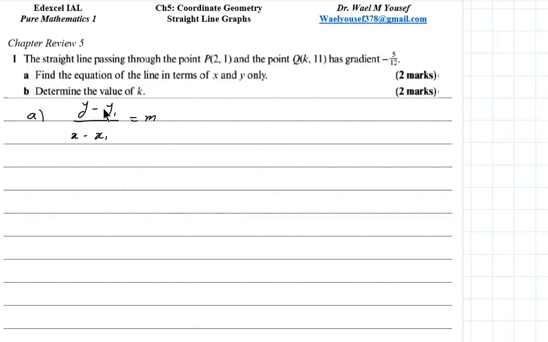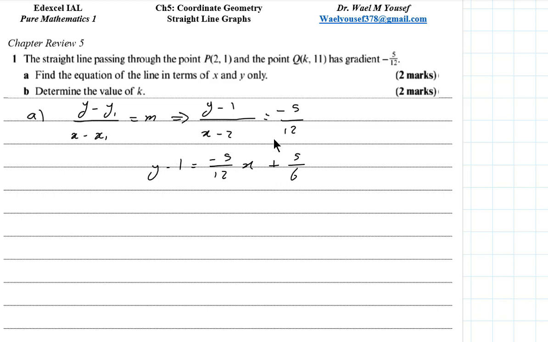We can apply (y minus y1) over (x minus x1) is equal to m, which means that (y minus 1) over (x minus 2) is equal to -5/12, right? Keep y minus 1 as it is and multiply -5/12 times (x minus 2), so it will be -5/12 times x, and then negative times negative will be positive. We can simplify 2 with 12 here to be 1 over 6 times 5 to be 5 over 6.